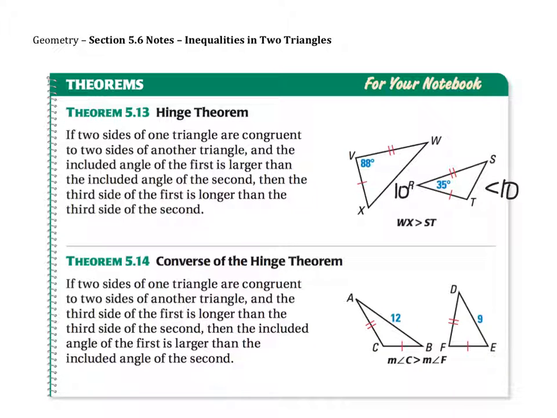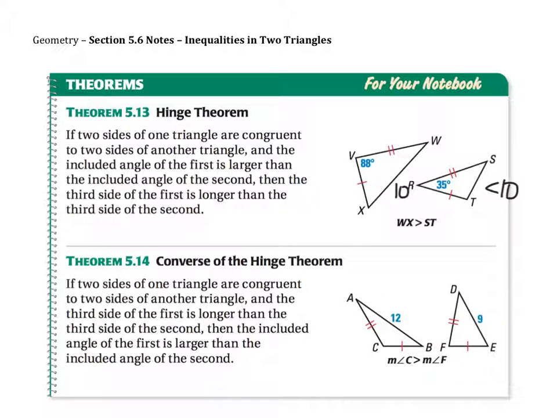Moving on to the converse of the hinge theorem, theorem 5.14. If two sides of one triangle are congruent to two sides of another triangle, so it starts off just the same as the last one, so one side's congruent to another side, and one side's congruent to the other side. And the third side of the first is longer than the third side of the second. So you can see here that this third side is 12 and this third side is 9.